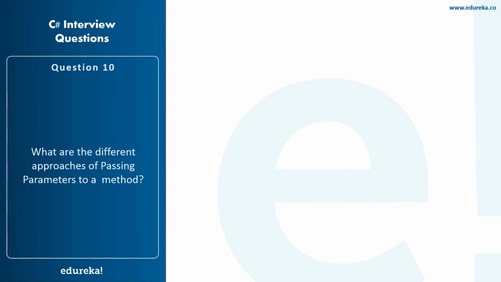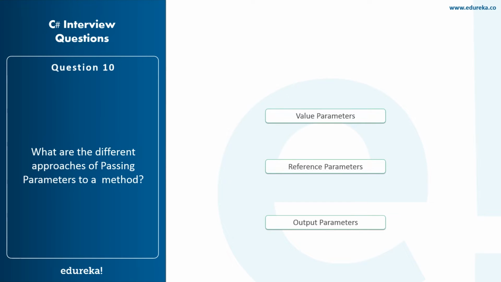Now I'll move on to the next question. What are the different approaches of passing parameters to a method? Well, there are three ways of passing parameters to a method, which are listed over here. They are value, reference, and output parameters. Now let me explain all these parameters in detail.